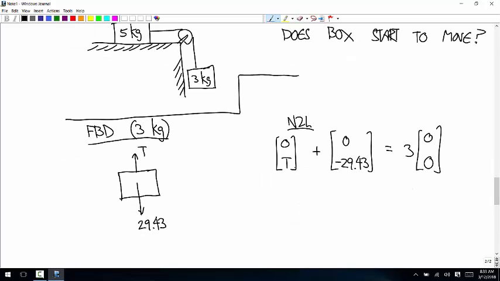And so from this, we can calculate the cable tension. So T is equal to 29.43. That one didn't have anything to do with calculating the friction, but it just let us calculate the T that we're going to need when we isolate the box with the friction on it.